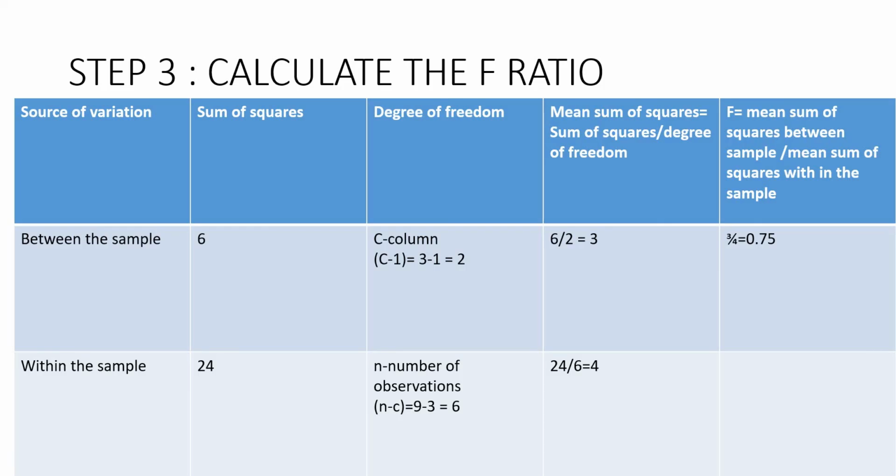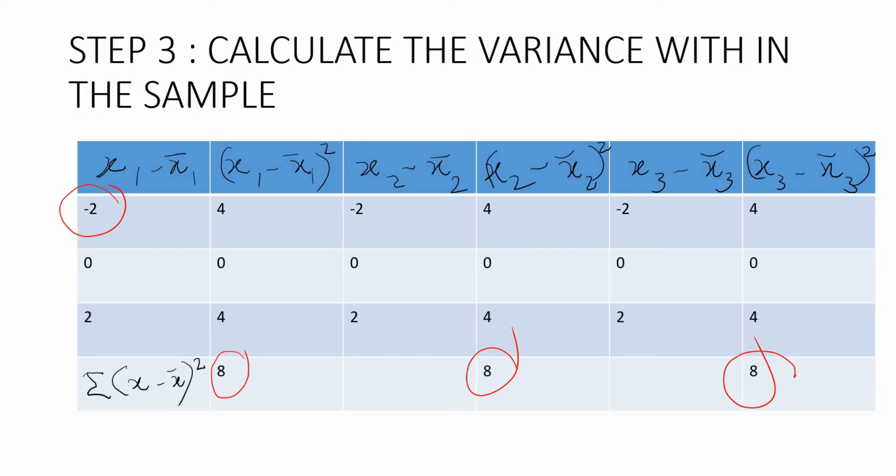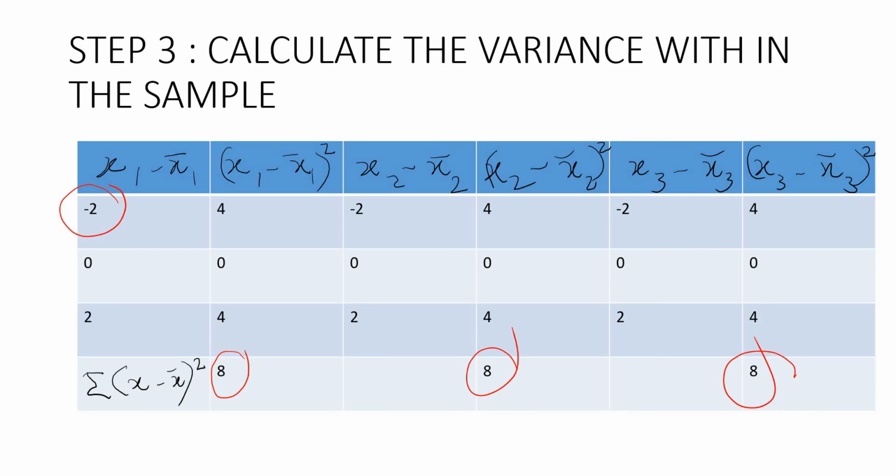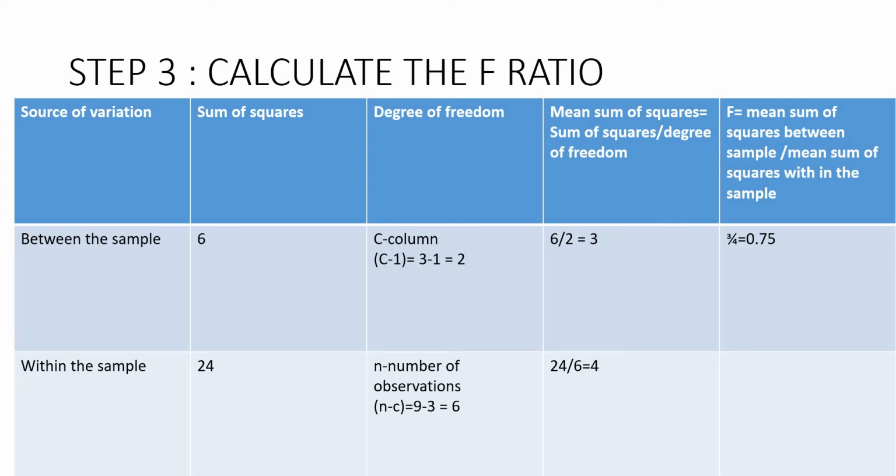We will start from here. Source of variation: between the samples and within the samples. The sum of squares between the samples we calculated is 6, and the sum of squares within the samples is 24. That's why 6 and 24.